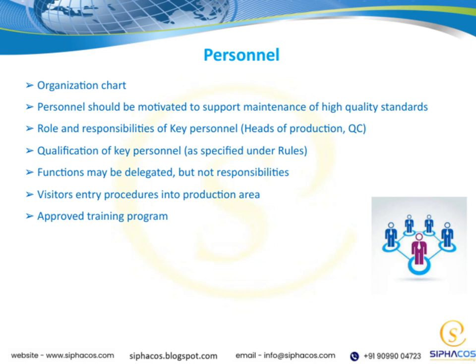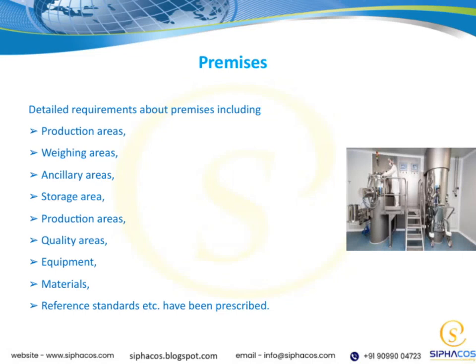Let's take a closer look at the detailed requirements concerning premises. First, we need to consider the various production areas. These are the core spaces where the manufacturing process takes place, and they must be carefully designed to ensure efficiency and safety. Next, we have the weighing areas.